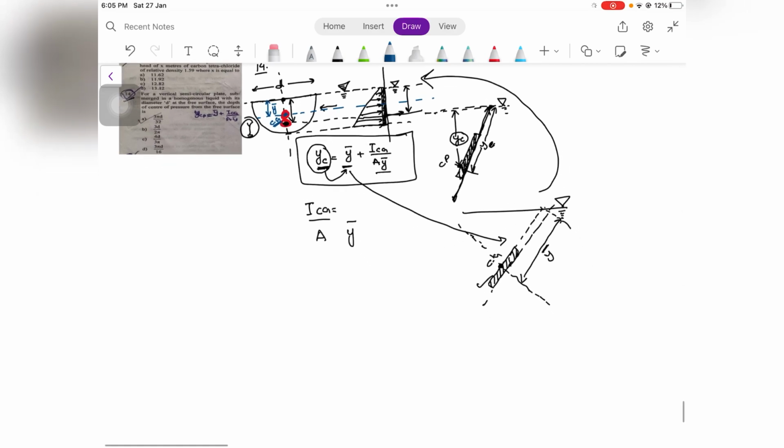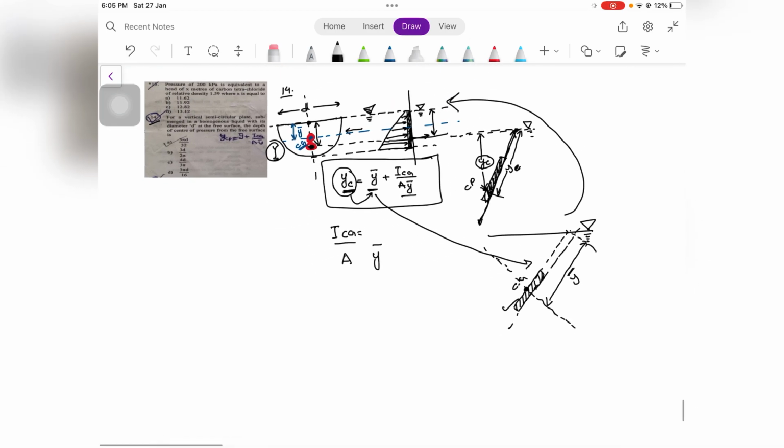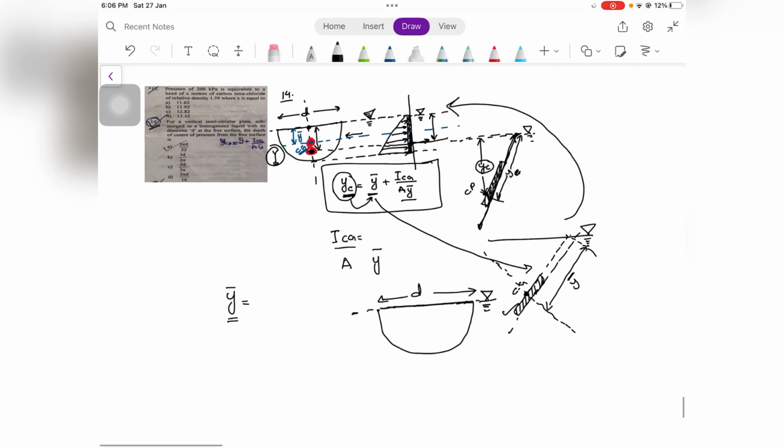Now let us try to solve this equation by finding out the terms one by one. First of all, we need to find out Y bar, which is the depth of the center of gravity of this semicircular plate from the free surface. Since the diameter d of the semicircular plate is exactly on the free surface, Y bar is simply the distance of the center of gravity from the base of the semicircle.